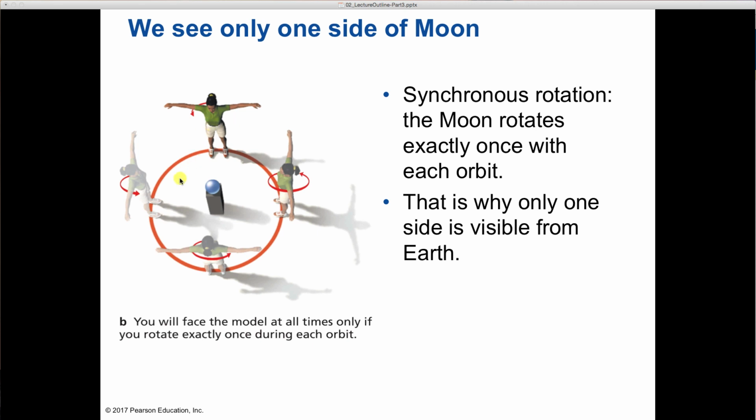In order to do that, they actually have to rotate. You can see that that person starts off in this position, and as they go around, they have to rotate once in order to always be facing the Earth as they go around the Earth once. So the moon does rotate, and in fact it rotates once on its axis for every time that it goes around the Earth. This is called synchronous rotation, and it's because of the effects of gravity pulling on the moon from the Earth.